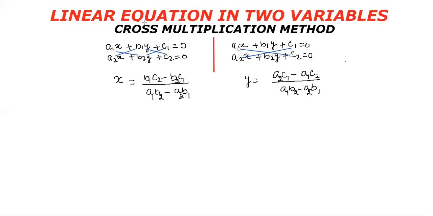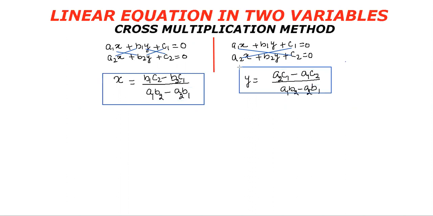That is a1 b2 minus a2 b1. But in the numerator, if you are writing x, ignore the coefficient of x. That means b1 c2 minus b2 c1. And if you are writing y, ignore the coefficient of y. So it will be a2 c1 minus a1 c2.